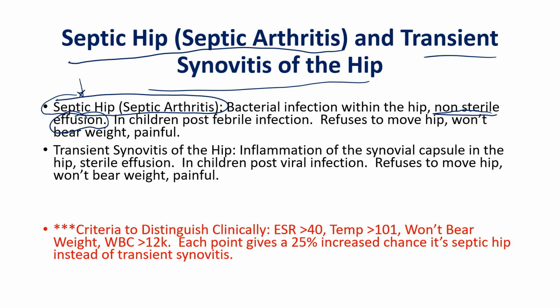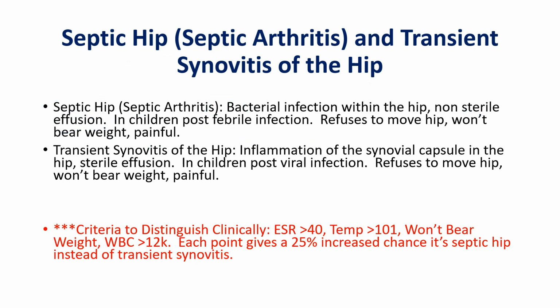Now, who gets this? This is usually in children around 3, 4, 5 years old after a post-febrile infection. A numerous number of infections can cause this, but usually they're going to have a fever, and then a week or 2 or however long afterwards, all of a sudden the child is refusing to move the hip and won't bear weight on it, and it's painful.